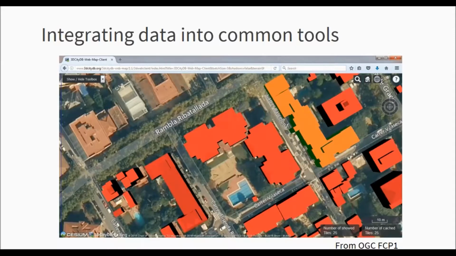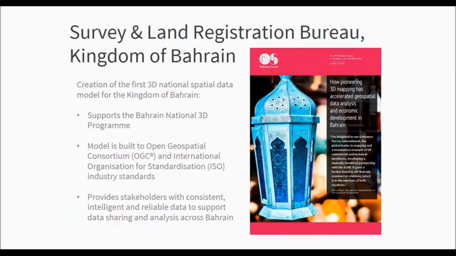A quick example, which is from the Future Cities pilot that we did with the OGC over the last year. Here you can see an example of data from different sources coming together in an end-user application, and that includes attribute information, which you see color-coded here, which comes from a different source than the actual buildings, and the street information and the aerial imagery that you see.